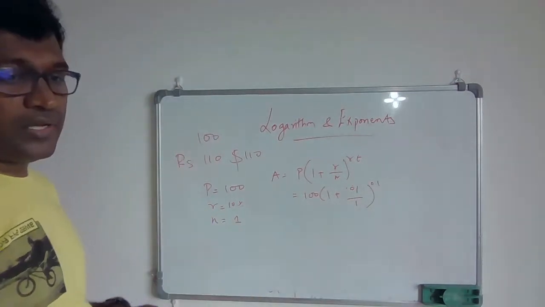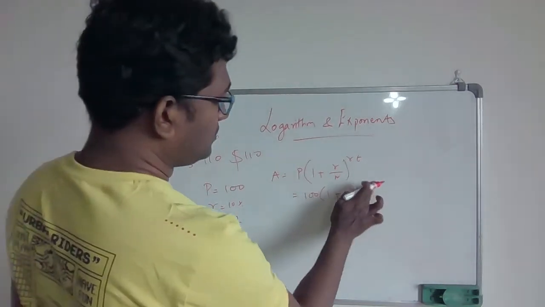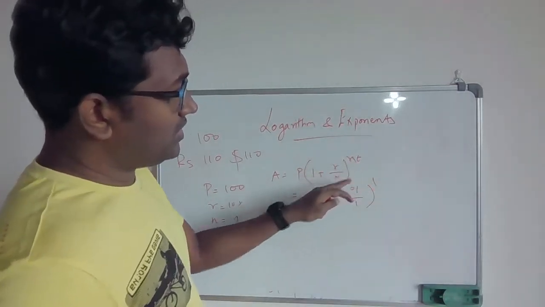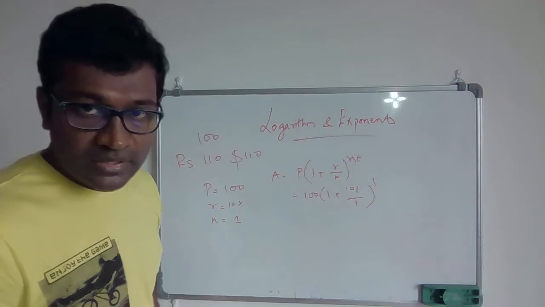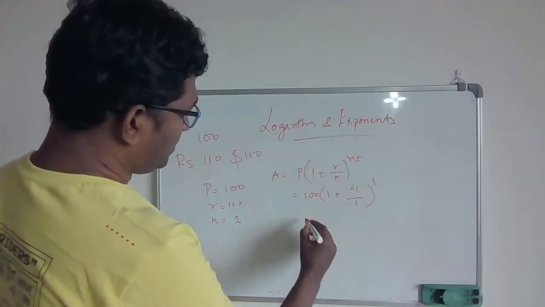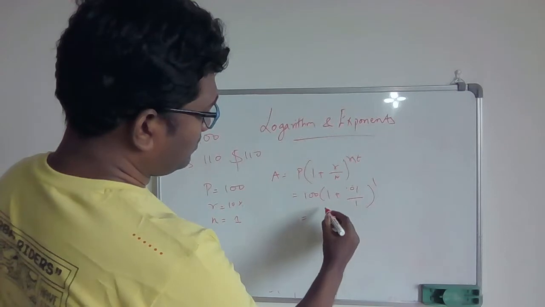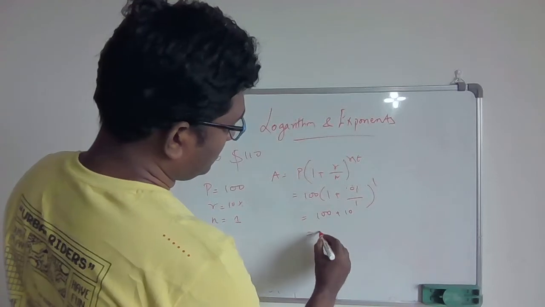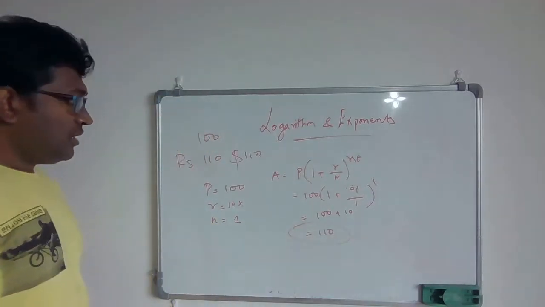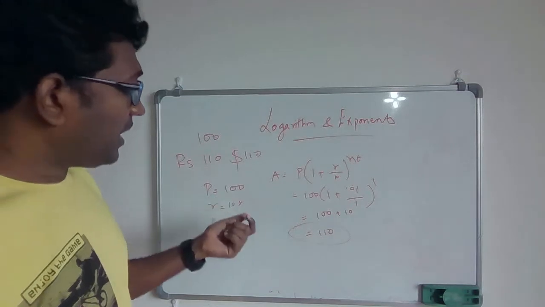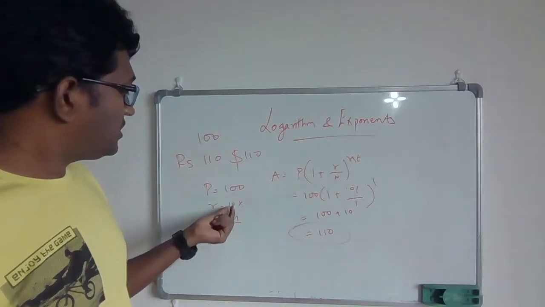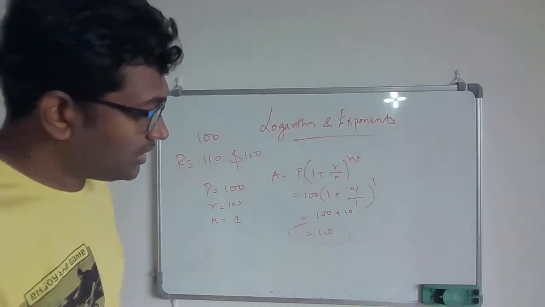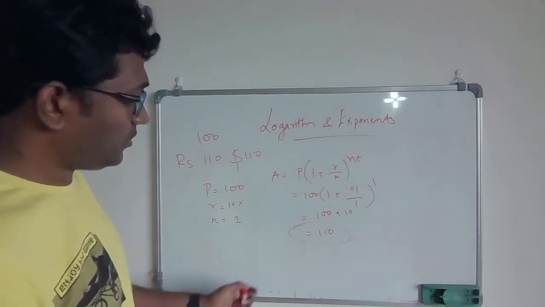This is your formula, with nt the number of time periods, which is 1 year. This is how you calculate it. So this becomes 100 plus 100 into 0.1, 100 plus 10, which becomes 110. If the bank gives you interest at 10 percent and you are able to wait for 1 year, you get 110. That's how the interest works.